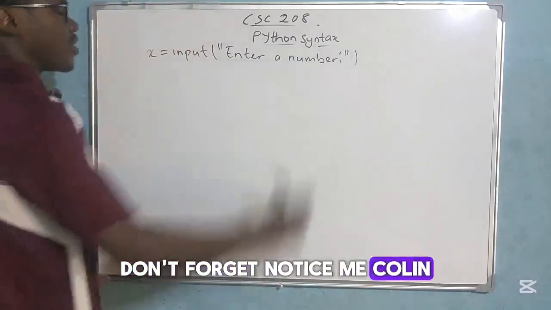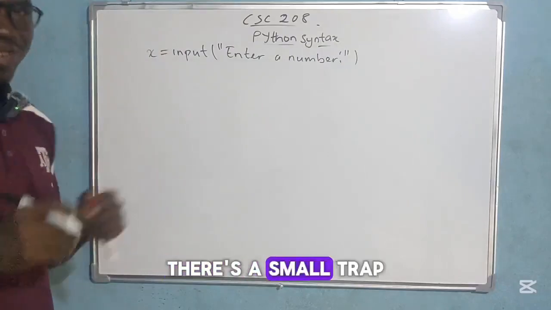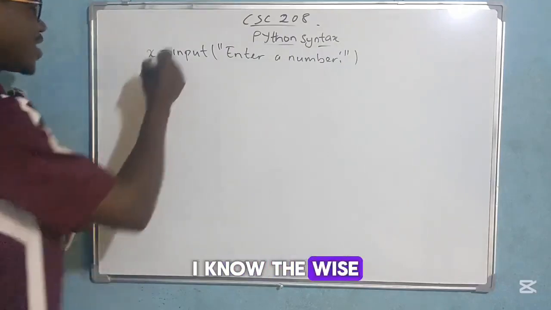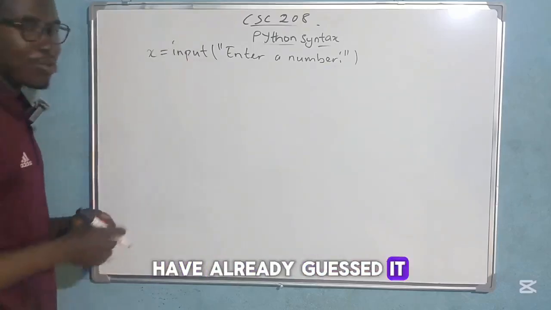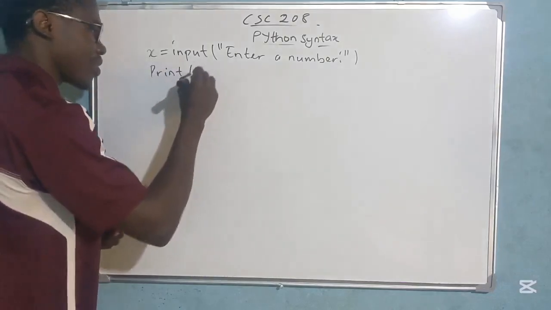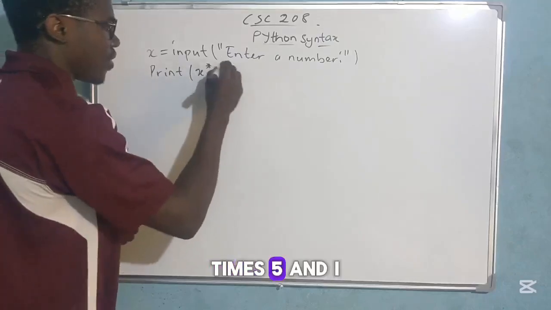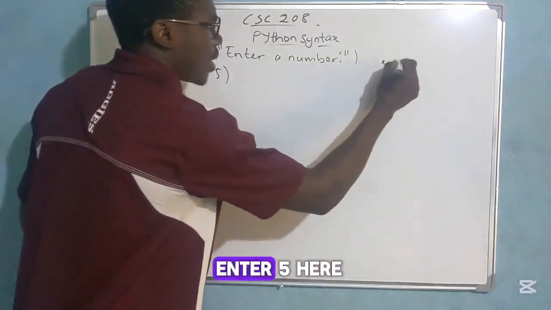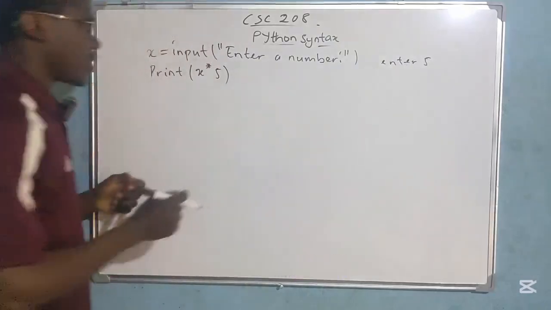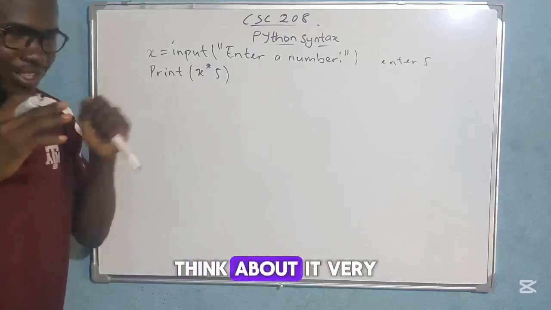Don't forget, no semicolon. Now this is another trap here. Although the wise people might have already guessed it, this is another trap. What will happen if I print x times 5 and I enter 5 here? Is it going to print 25 or is it going to print something else? Think about it very well.